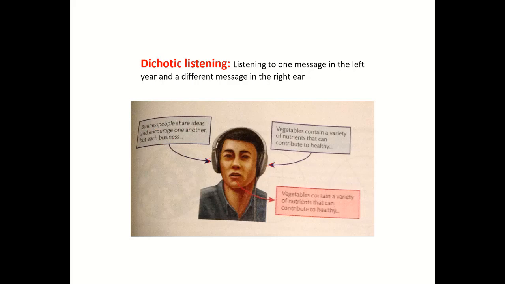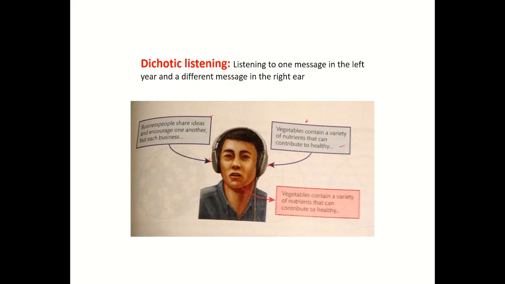in the right ear, you listen: Business people share ideas and encourage one another, but each business... And in the left ear, at the same time, you listen: Vegetables contain a variety of nutrients that can contribute to healthy... Now, after the subject listened to both at the same time, when the subject was asked what did you listen to, then the subject will mention one of these two. The other, his brain completely ignored.